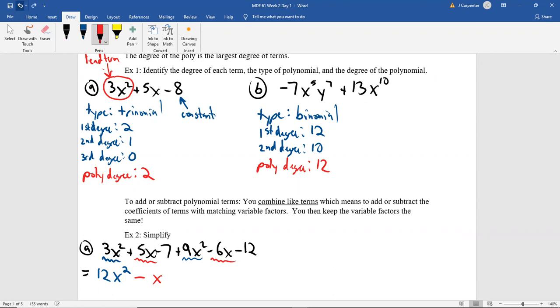Don't write the 1 in your final answers. And then last but not least, we have a minus 7 here, and it's like a minus 12. Same sign, add the numbers, keep the sign. 7 plus 12 is 19. Keep the sign, so a minus 19.